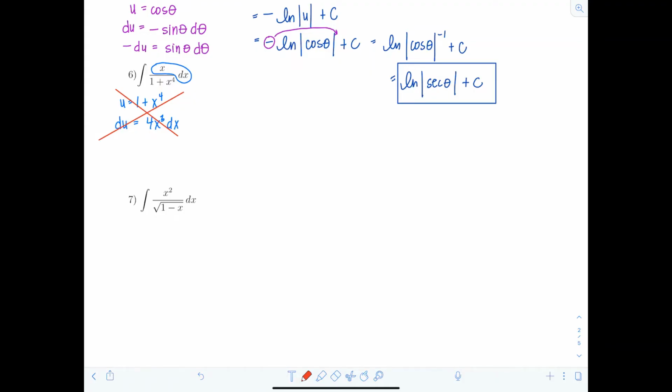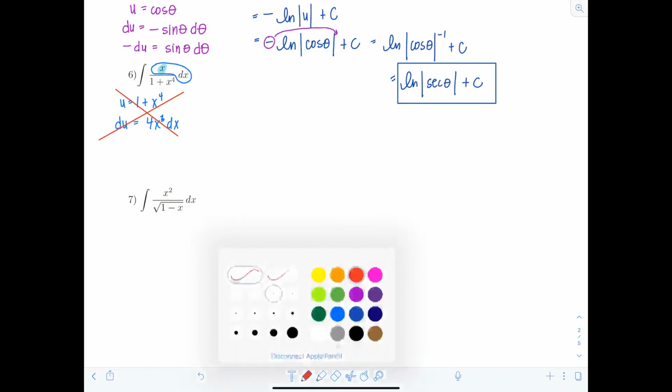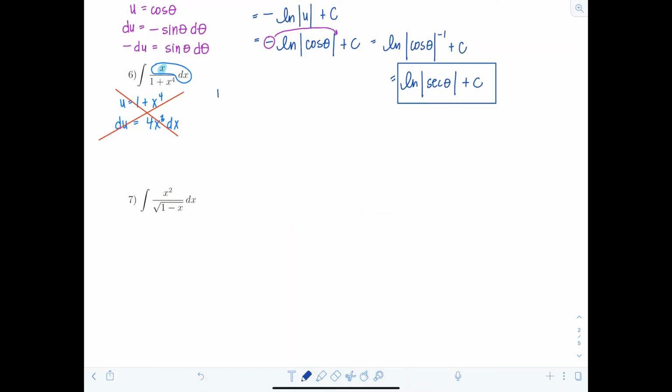Instead, let's think here. I want du to end up to be x to the first power, right? Which means u needs to be 1 degree higher. So u would need to be x squared. Let's see if that works out for us. I'm hopeful. So let's let u equal x squared. Then du would be 2x dx. Okay, I only have x dx, so that means 1/2 du is x dx.